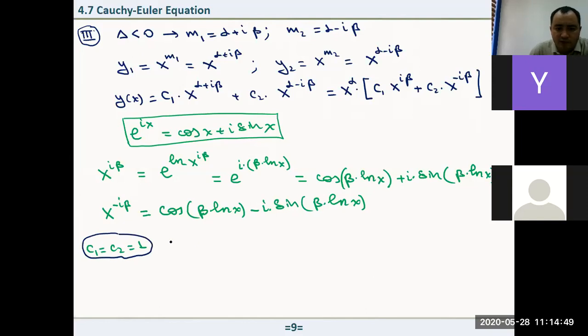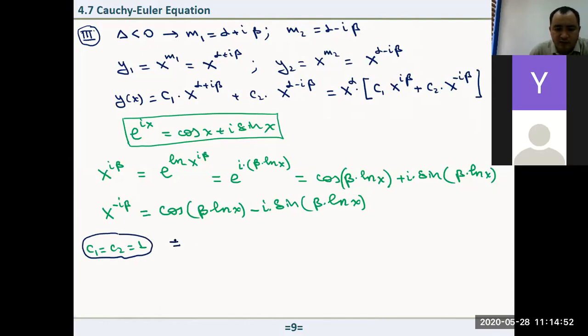If it is so, what do we have here? We get one solution here, right? Let me just call this y, one solution, if c sub 1 and c sub 2 equal 1. Here c sub 1 equals 1, right? X to the power I times beta equals this, right? So here we have plus, here we have minus, so these parts cancel each other. What we have here is 2 times cosine of beta natural logarithm of x.